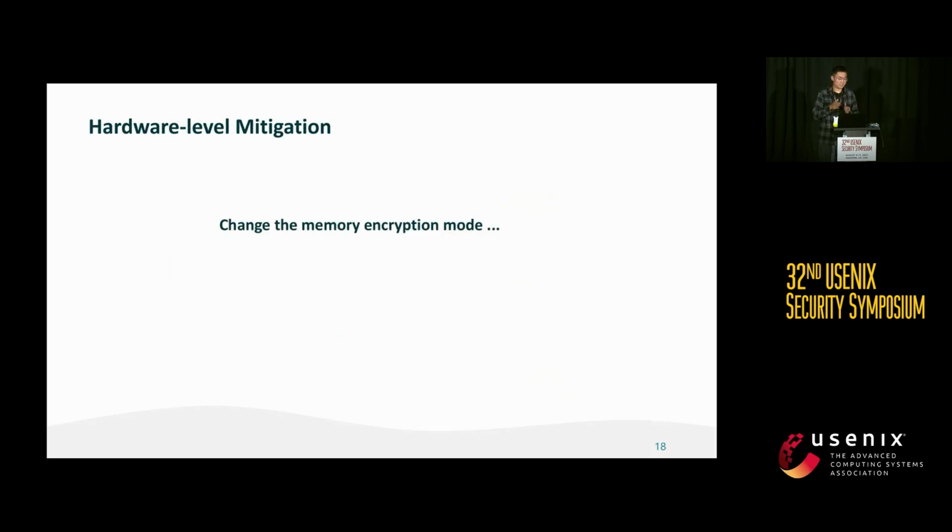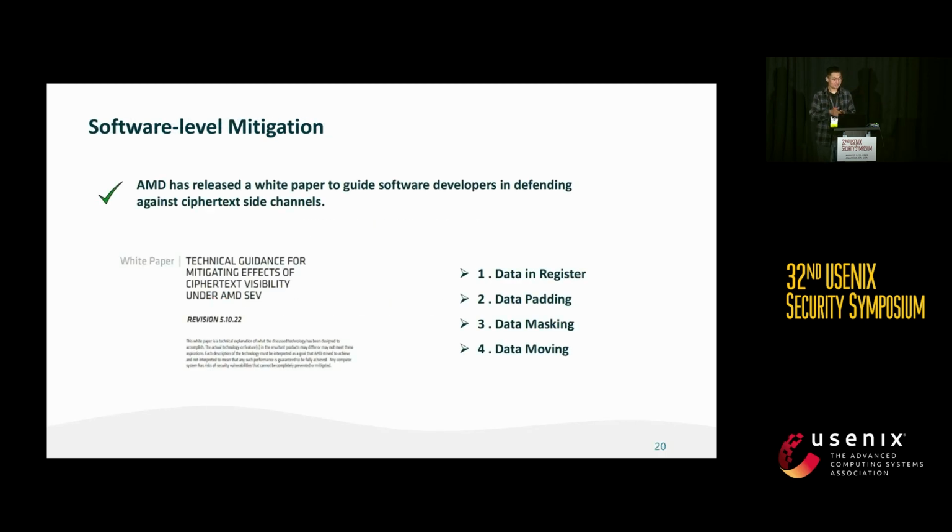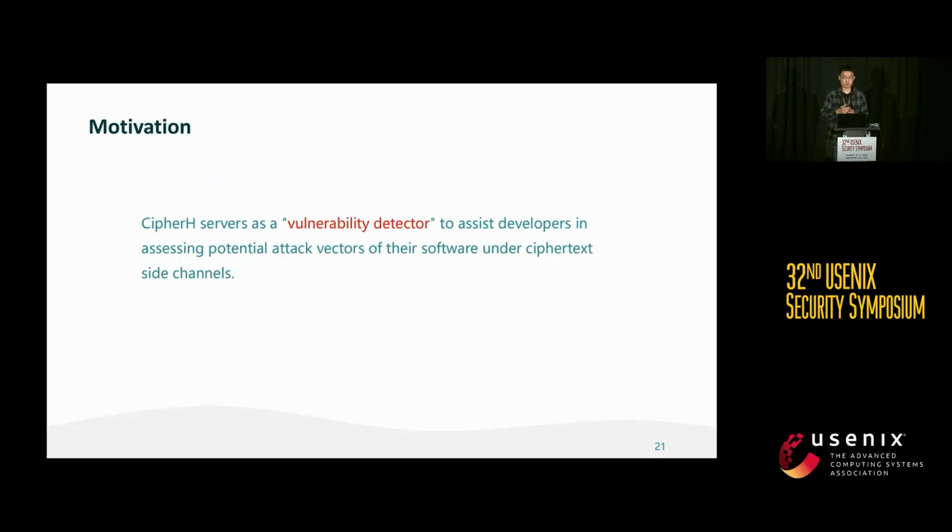In order to defend against the ciphertext side channels, one possible way is to fix it from the hardware level, such as changing the memory encryption mode. However, it will introduce too much performance overhead. On the contrary, software-level mitigation is more feasible, and AMD has released a white paper to guide software developers in defending against ciphertext side channels. As such, in our work, we propose CipherH, which is a vulnerability detector to locate ciphertext side channels in the program.